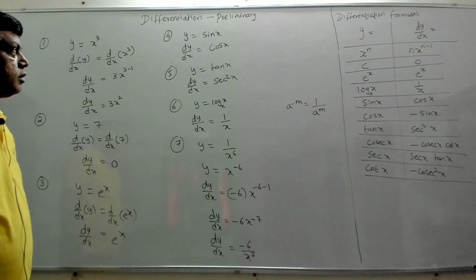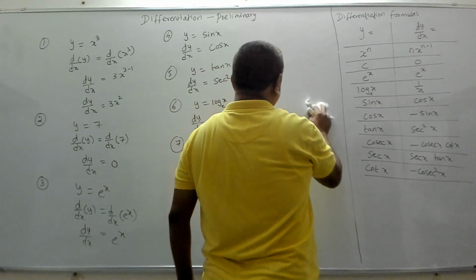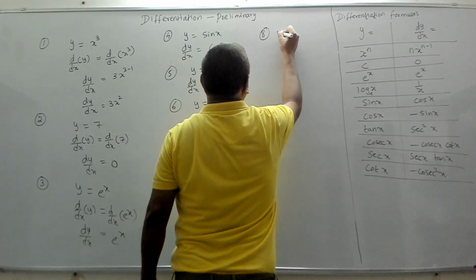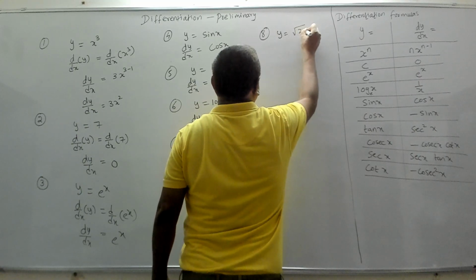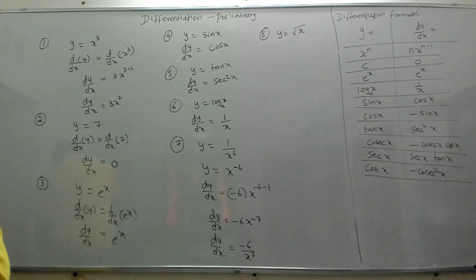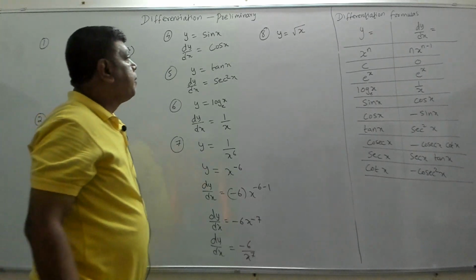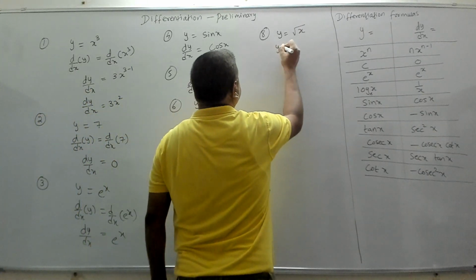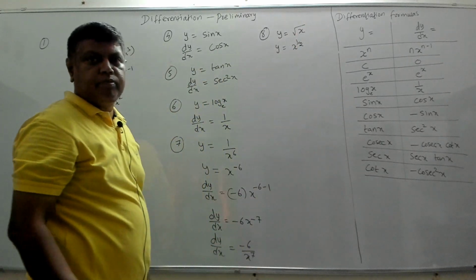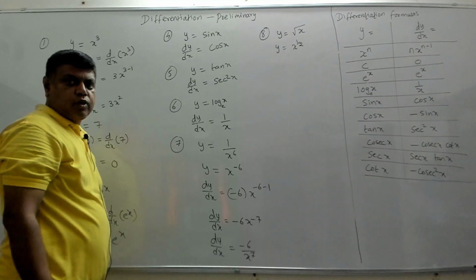Fine. Okay. Now let's go to another one. So, eighth problem. Y is equal to square root of x. We want to differentiate this. Y is equal to square root of x. Then y can be written as x power 1 by 2. The square root of x means x power half. X power half, that is square root of x.